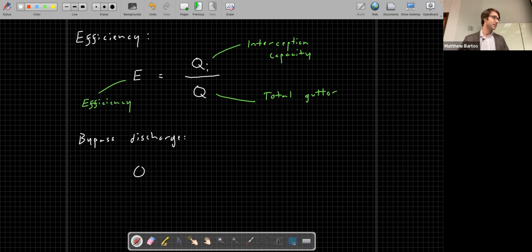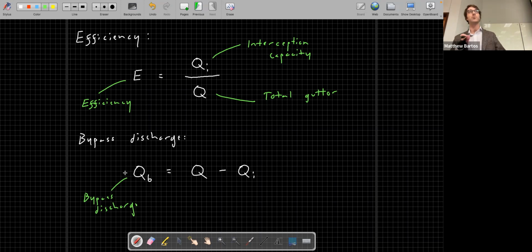This is essentially the component of flow that isn't intercepted. So we can define this as Q minus QI. This is the bypass discharge. If the inlet is not able to intercept all of the flow, some portion of flow will pass by that inlet and move on to the next inlet downstream. That's what's called bypass discharge. Generally, we want to limit this bypass discharge as much as possible, especially near an intersection.